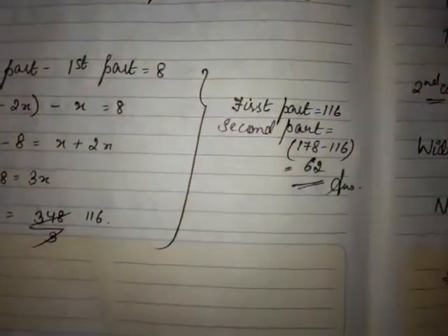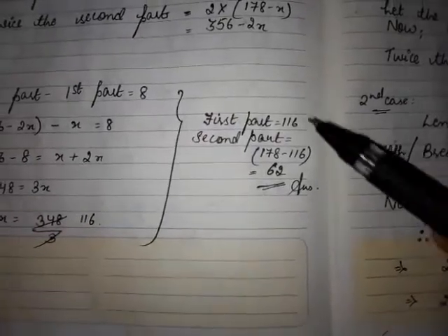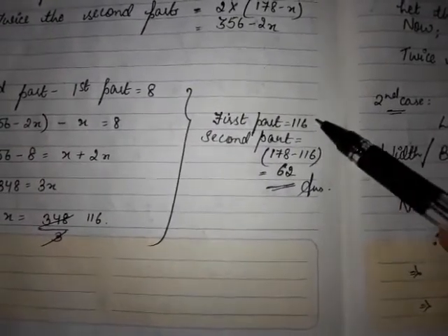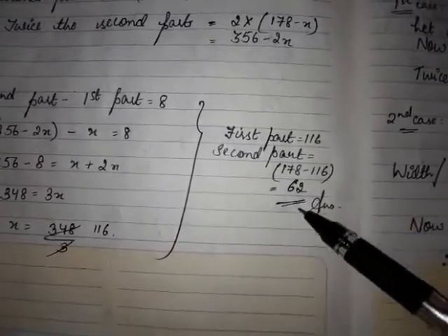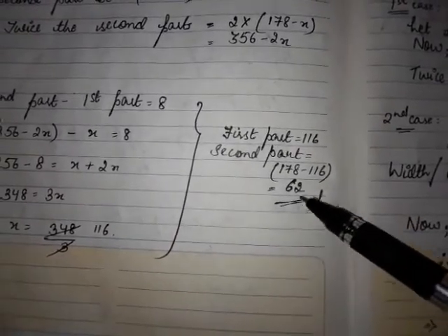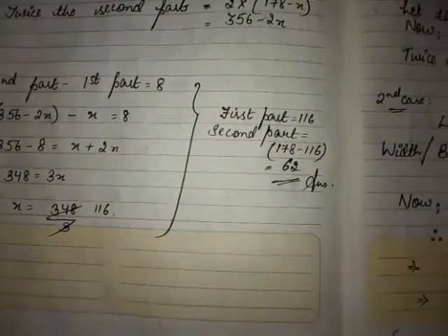Now, in case you want to check whether the solution that you have got is correct or not, what will you do? You will add the first part and the second part, and after adding them, you will check whether the answer is 178. Now, let's understand the fourth question of today.